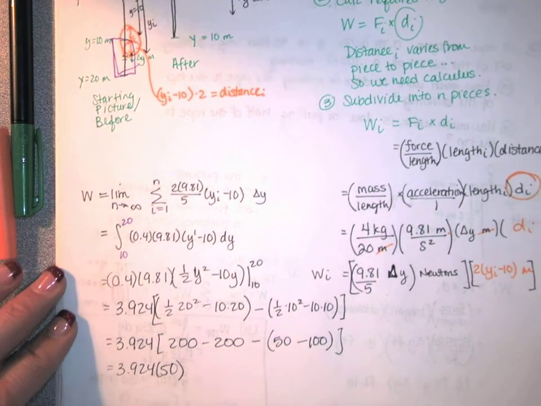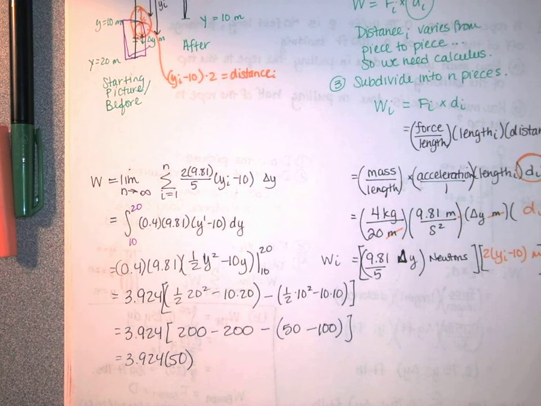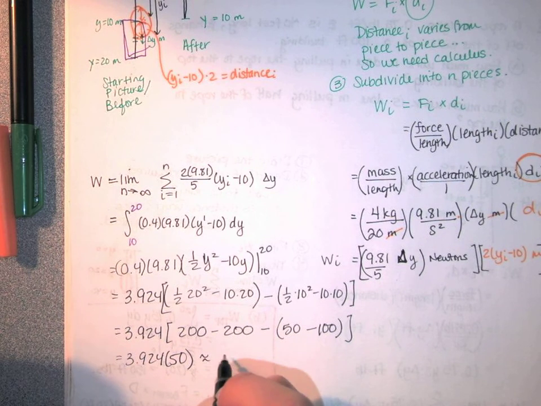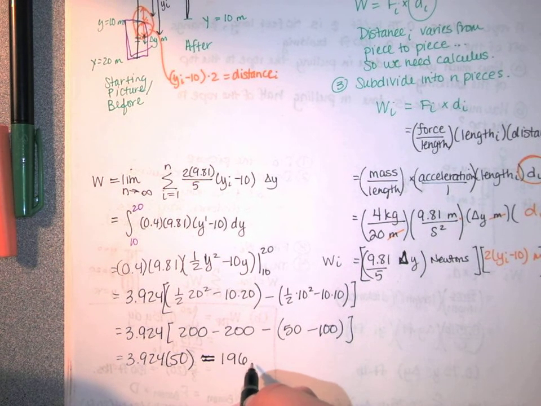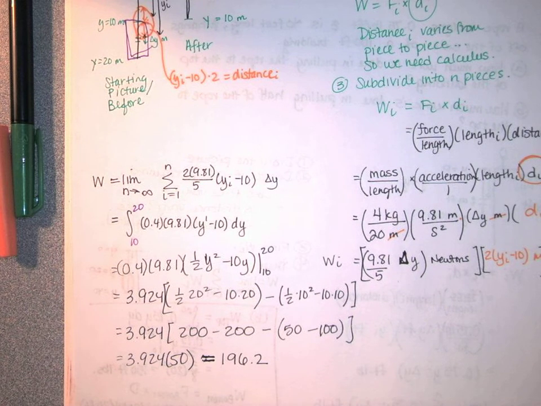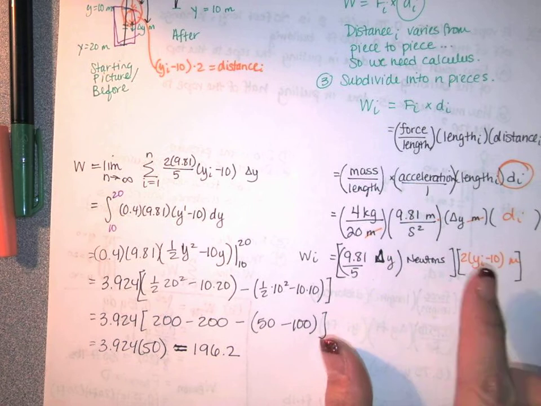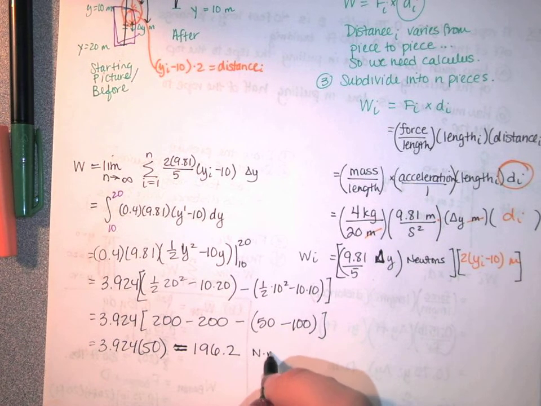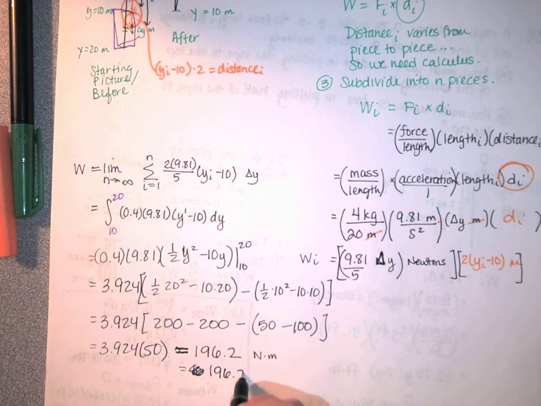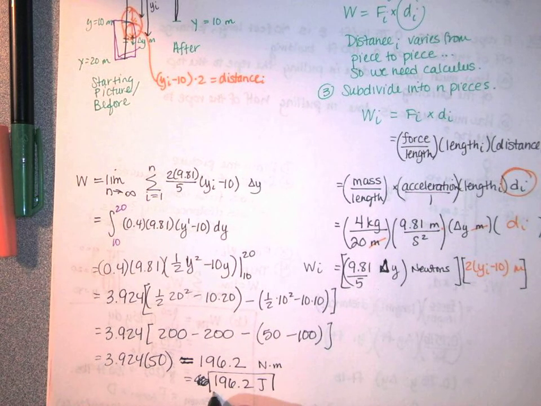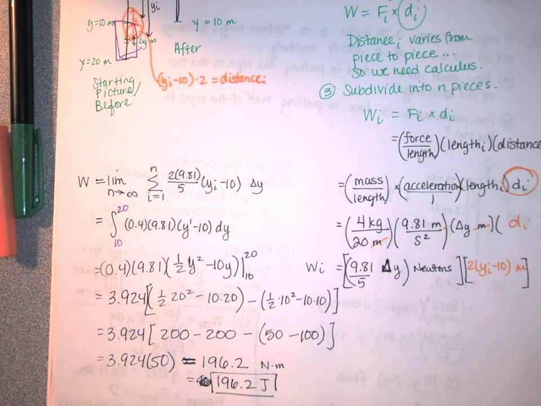And of course you could use your calculator for all of this arithmetic. This class is about calculus, not arithmetic, although arithmetic is important too if we want answers that make any sense. Actually, it's going to be exactly equal to 196.2 units of work. So what are our units? Well, these are newtons times meters, so it's a newton meter. And if you take a physics class, you'll see that a newton meter is the same as a joule. That's 196.2 joules.